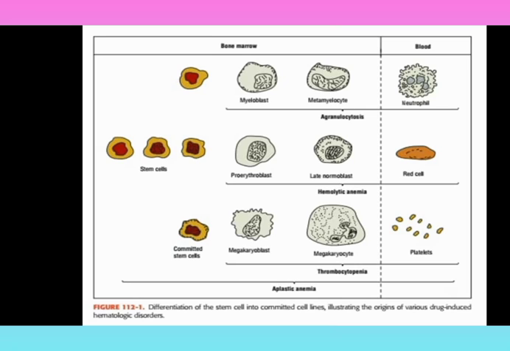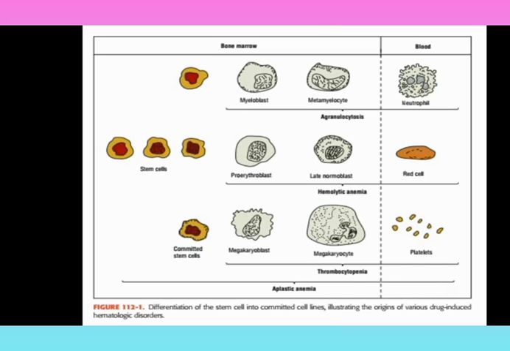Now coming to here, the differentiation of the stem cell is actually done into the committed type of cell line. So here we can see that if the bone marrow myeloblast, metamyelocyte and neutrophil are mostly involved, then it will lead to a granulocytosis condition. And if the proerythroblast, late normoblast and red cell, that is the red blood cell, are involved, then hemolytic anemia.